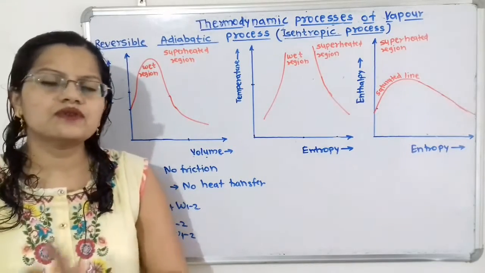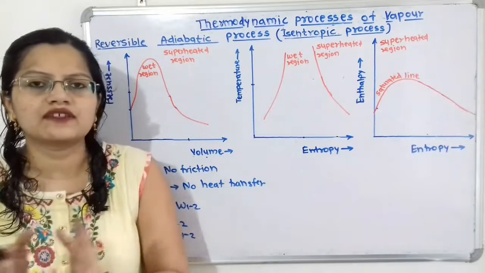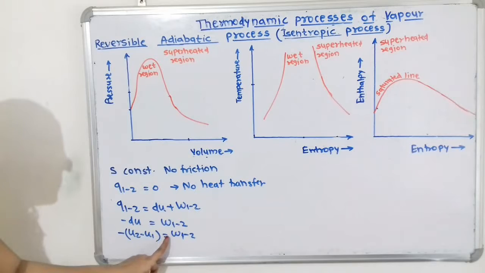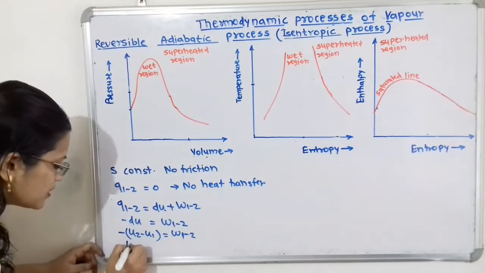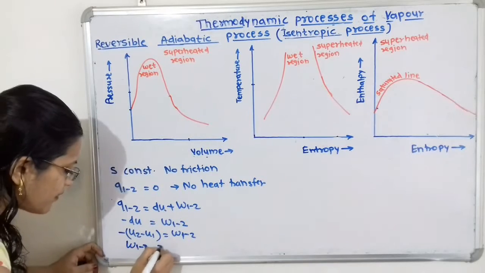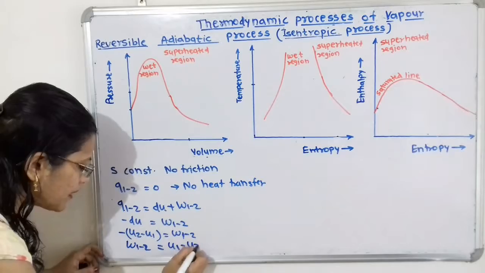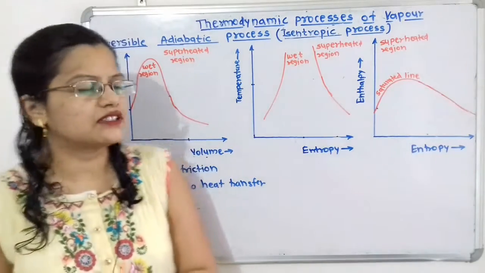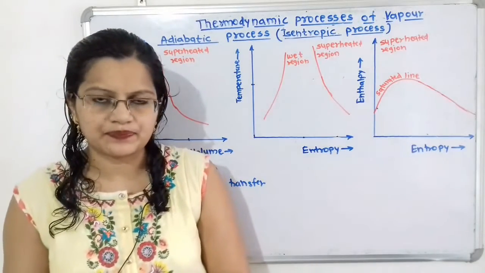Now what is the du? That is the change in internal energy, which is equal to U2 minus U1. So I will say that minus in the bracket U2 minus U1 is equal to W12. So I can write here W12 is equal to, if I multiply this minus sign inside, then W12 is equal to U1 minus U2. So these are the formulas that we have to consider while solving the problem on isentropic process.